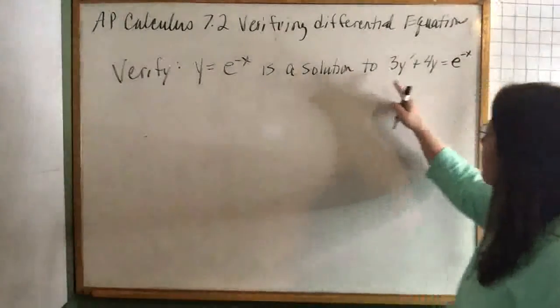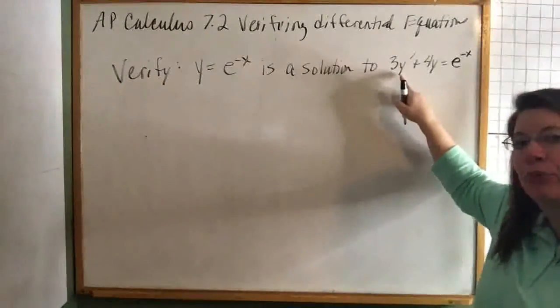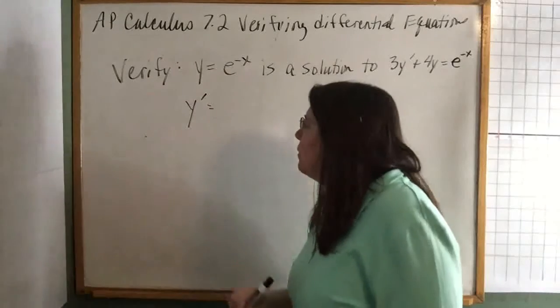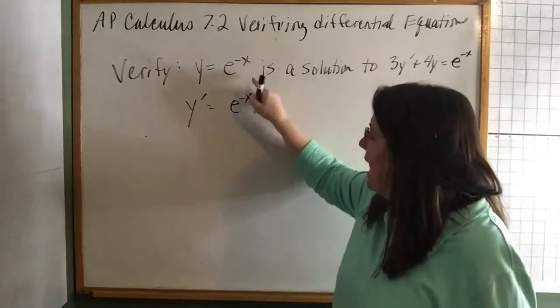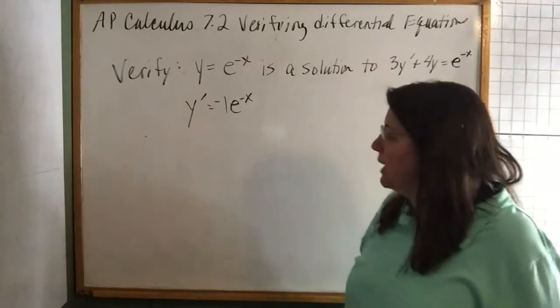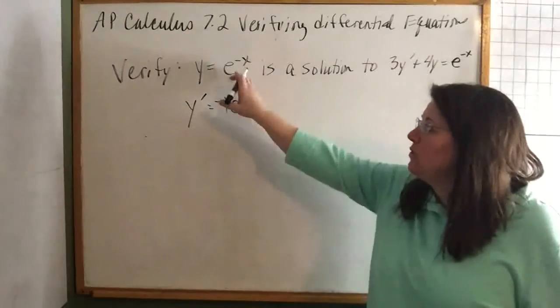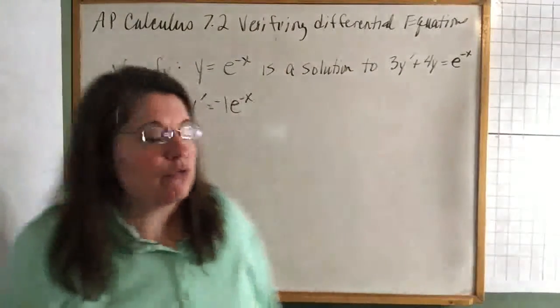So over here we have a y, and we know what y equals, but we also have a y prime. So we're going to have to find the derivative of y to get that y prime, and y prime is equal to e to the negative x times the derivative of the x part, which is a -1. So y prime is -1 e to the negative x. We're going to use these two things and plug into this to verify what they've given us is true.